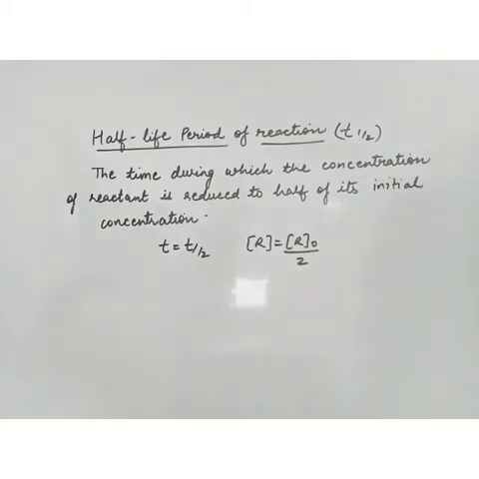Suppose you take 100 gram of reactant. So initial concentration is 100 gram. After how much time is it reduced to 50 gram? When 100 is reduced to 50, that time period is known as T half. Suppose after 10 minutes, 100 is changed to 50. So that 10 minutes is my T half. Likewise, we can also calculate 1/4 life, 3/4 life like this. That we will do afterwards.